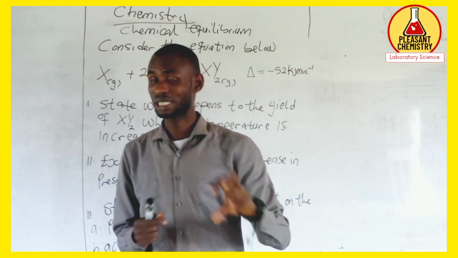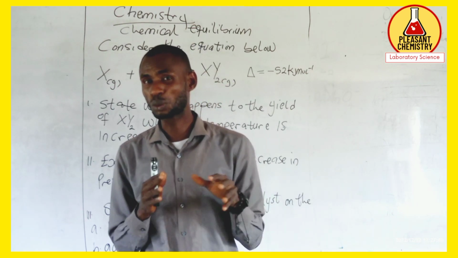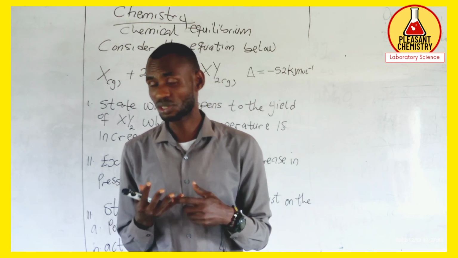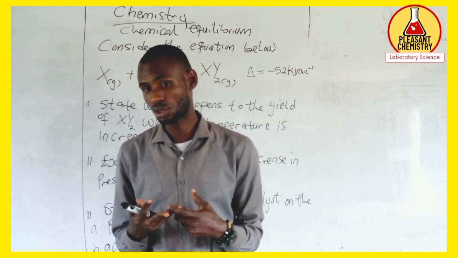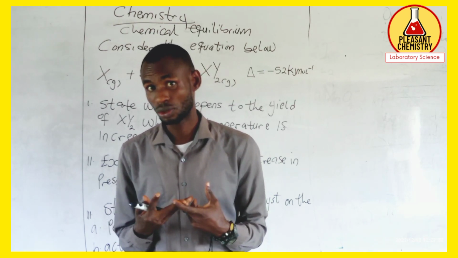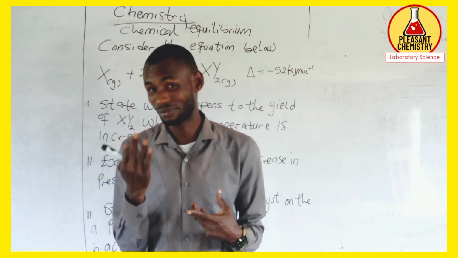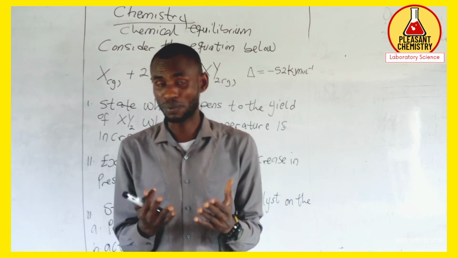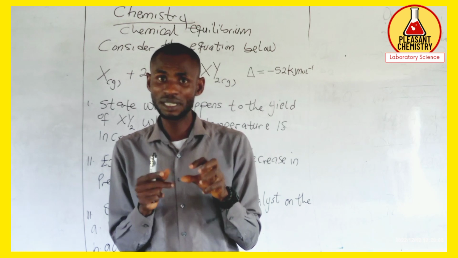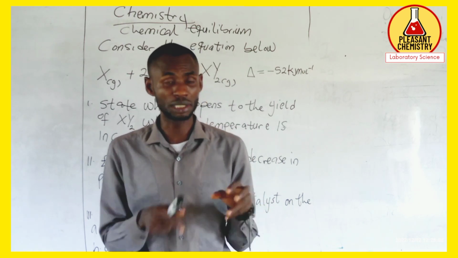Now, one of the factors that affect the position of equilibrium, we have temperature. We have change in temperature, we have change in pressure, we have change in concentration. Those three things are very important. They are major factors that affect a chemical system in equilibrium.